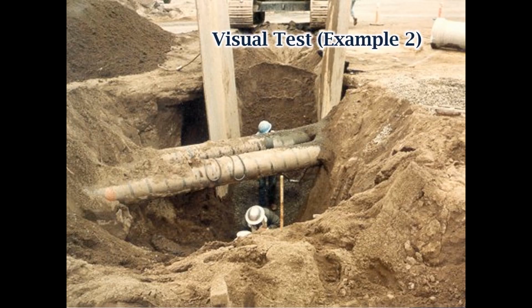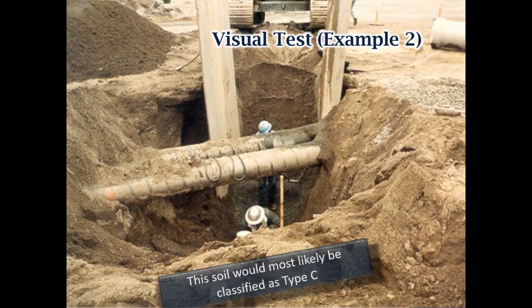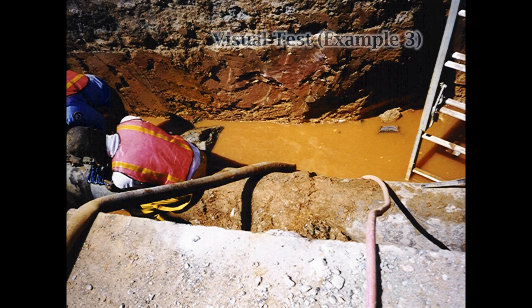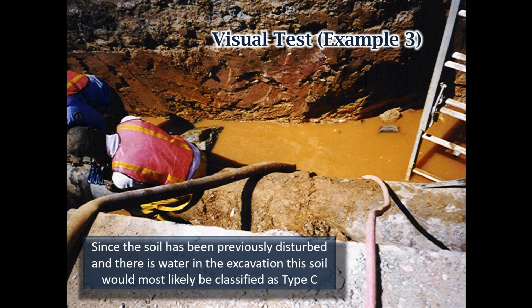So using a visual test, what type of soil does this look like? Since the excavated soil is very sandy and is not clumped, this is likely not type A or even B. This soil would most likely be classified as type C. Using a visual test to classify this soil, you could easily misidentify it as clay. Since the soil has been previously disturbed and there is water in the excavation, this soil would most likely be classified as type C.